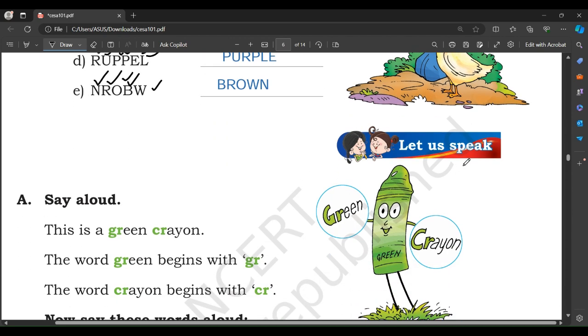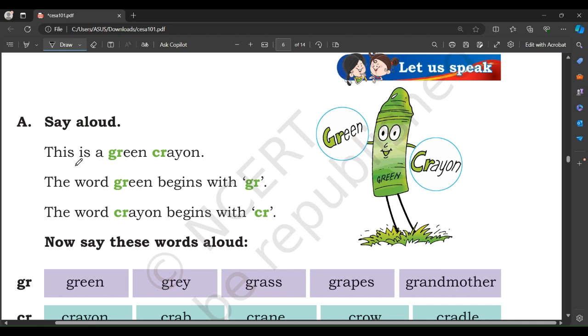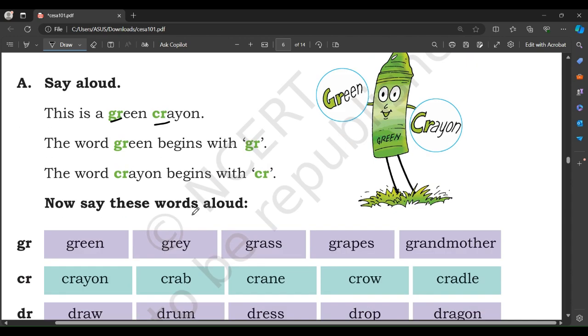Now let us speak. Say aloud. This is a green crayon. Gr, cr. This is a green crayon. Gr, the sound is gr. Cr, cr. Gr, cr. Green crayon. The word green begins with gr and the word crayon begins with cr.